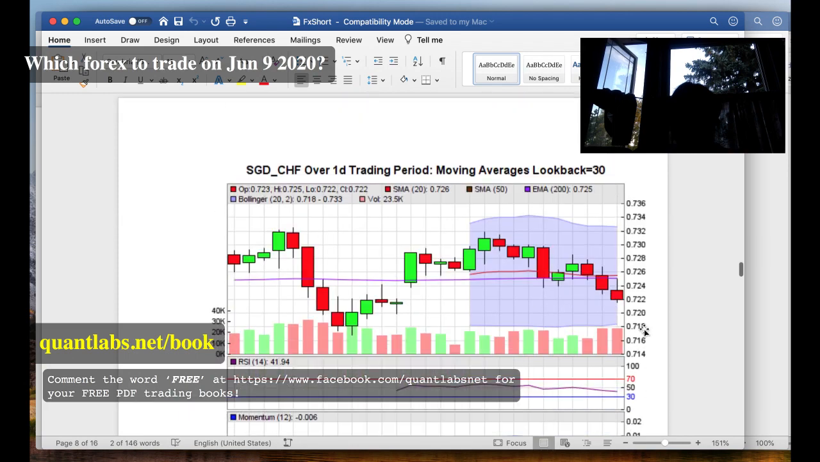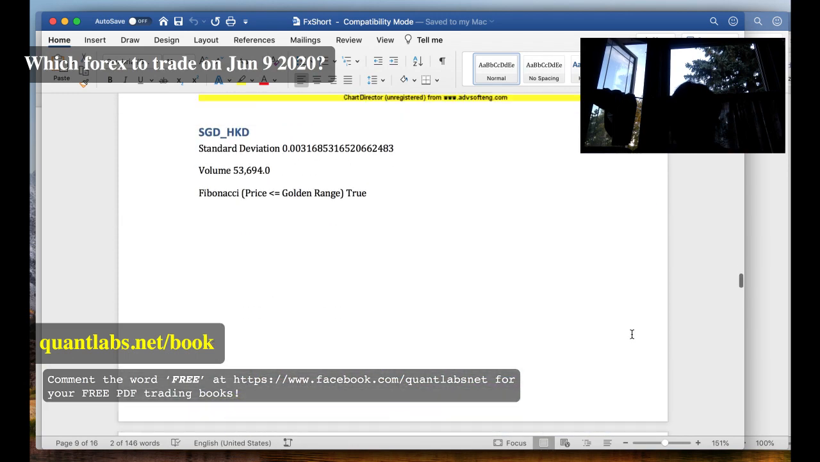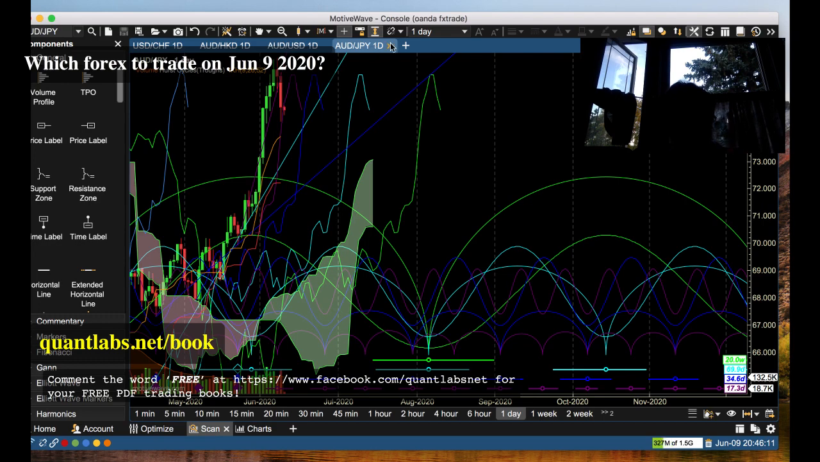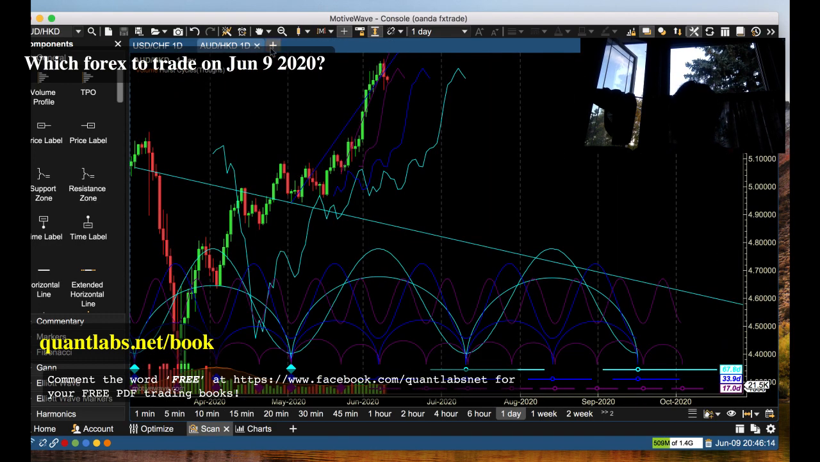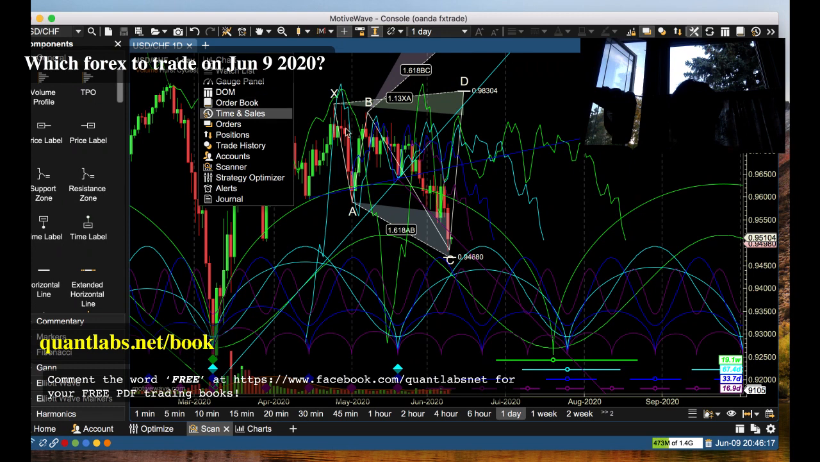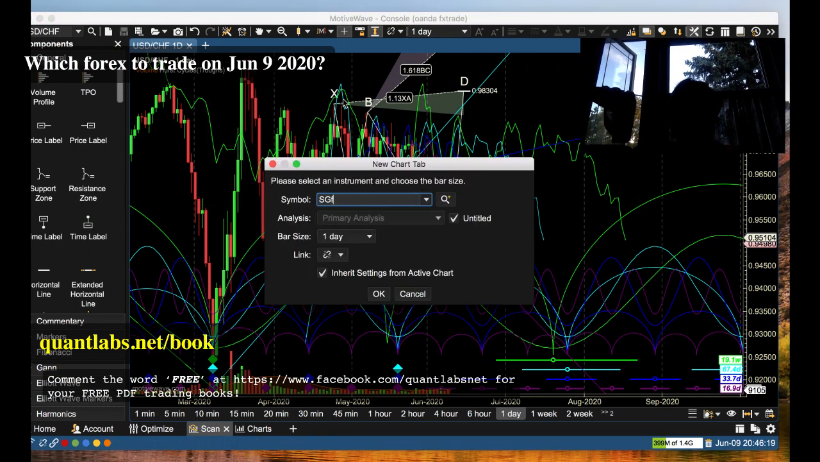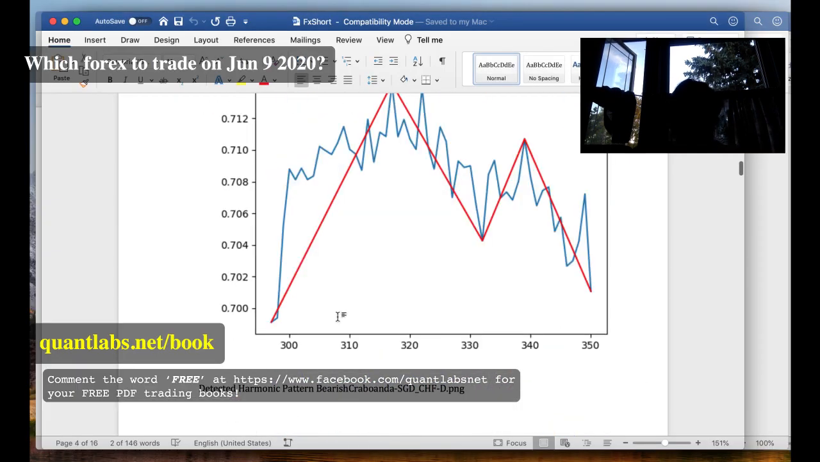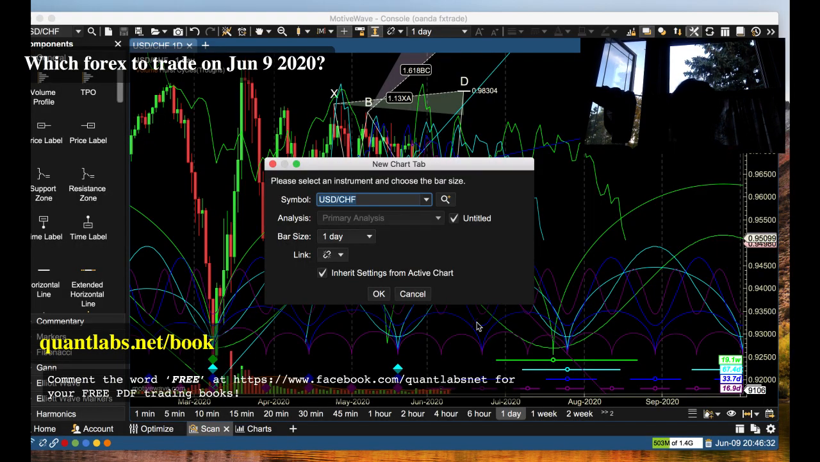I'll look at MotiveWave and see what it says here. That pair was the Singapore, so it's the Singapore dollar overall that may be sinking here. Let me just see. A Singapore chart, SGD. That was the first one. Singapore CHF, SGD CHF, off we go.